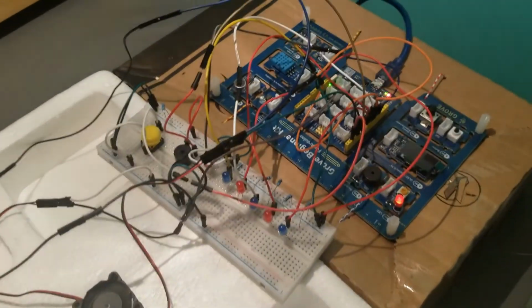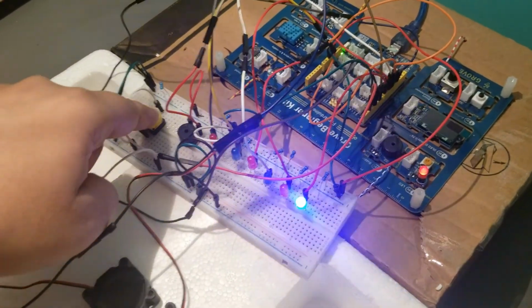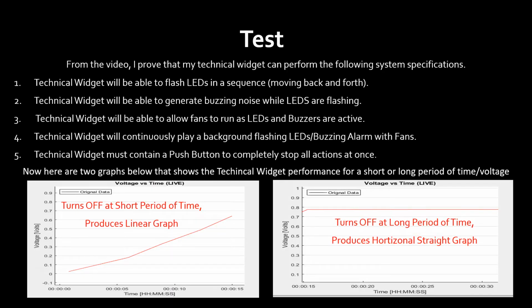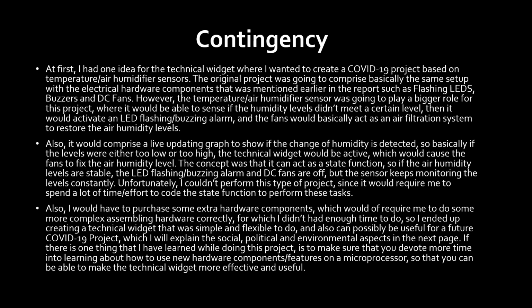And now for the final test. Everything stops. So the technical widget is able to perform all system specifications, and here I have two graphs that represent the following test. The first test represents the technical widget being on for a short period of time, and the second test represents the technical widget being on for a longer period of time, based on the amount of voltage emitted per time. Here is my contingency plan for what I have done.